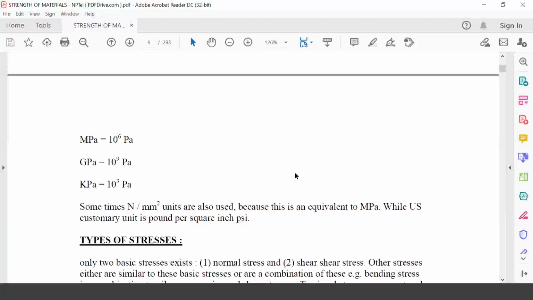So this is what stress is. Now look, for smaller amounts of stress, it is okay, we are getting values in Pascals. But for larger values, if you can see the screen, what happens? We will be required to use a larger unit, no? Yes or no?